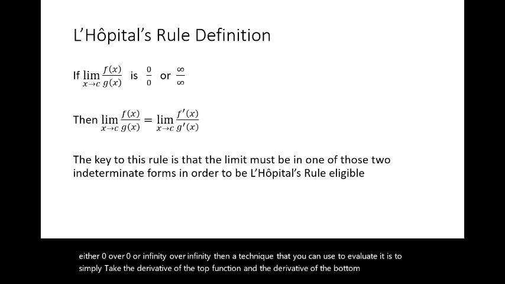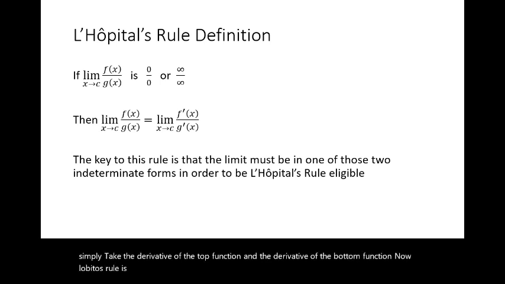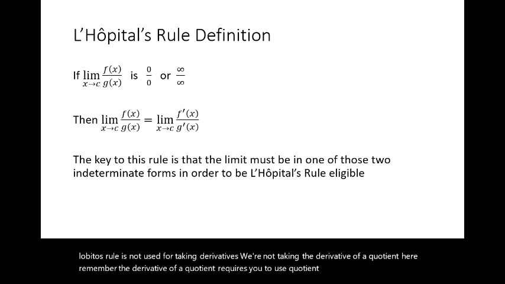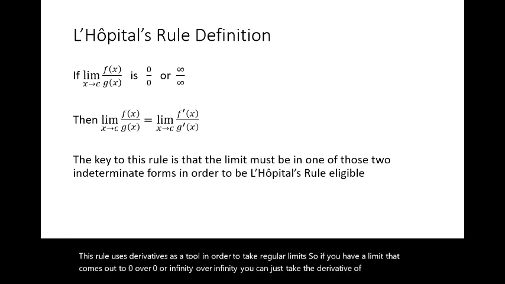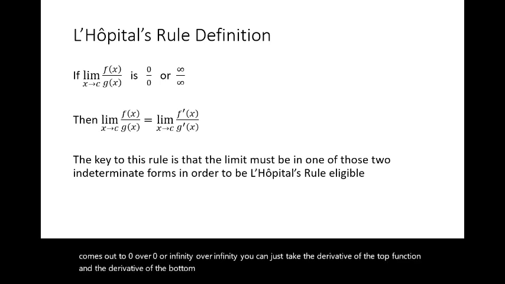Now, L'Hopital's rule is not used for taking derivatives. We are not taking the derivative of a quotient here. Remember, the derivative of a quotient requires you to use the quotient rule. This rule uses derivatives as a tool in order to take regular limits. So if you have a limit that comes out to 0 over 0 or infinity over infinity, you can just take the derivative of the top function and the derivative of the bottom function and direct substitute again.